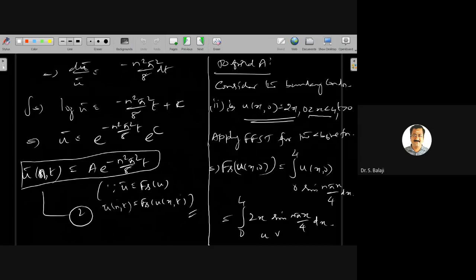The range of x will be 0 less than x less than 4 and t greater than 0. Now apply the finite Fourier sine transform for the above function: Fs of u of x comma 0. Everyone knows that the finite Fourier sine transform will be integral 0 to L of f of x sin n pi x by L dx. Therefore Fs of u of x comma 0, instead of f of x, is the integral 0 to 4 of u of x comma 0 sin n pi x by L dx.